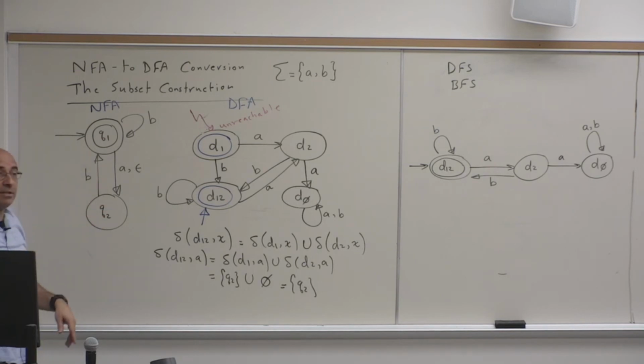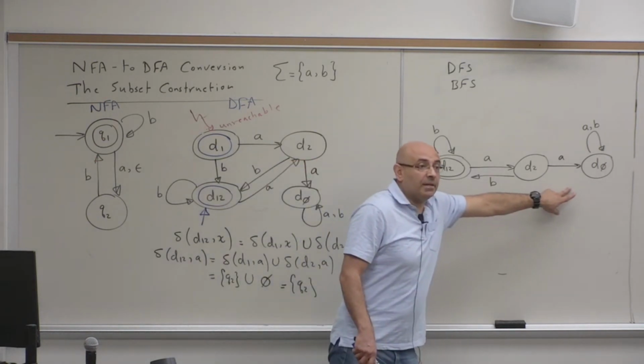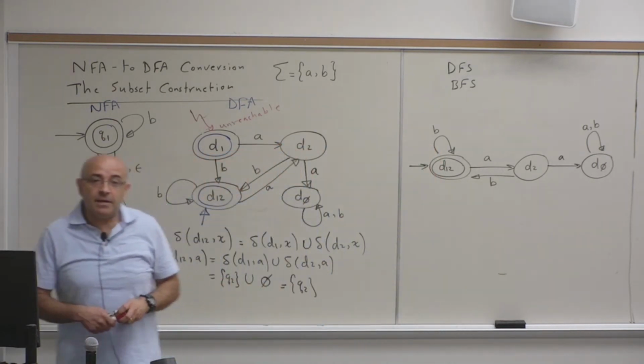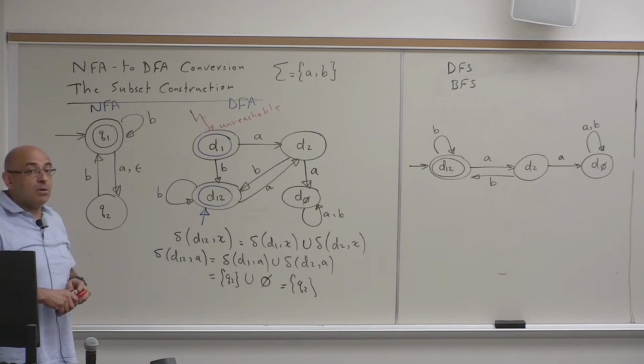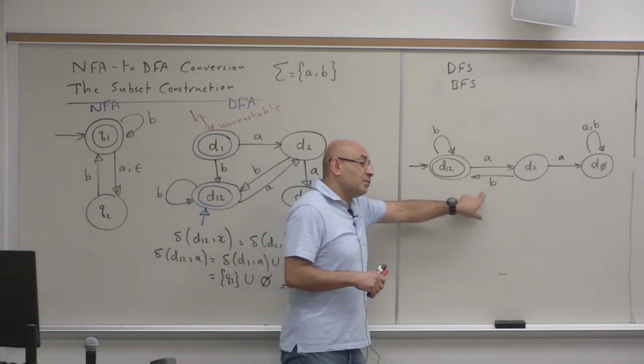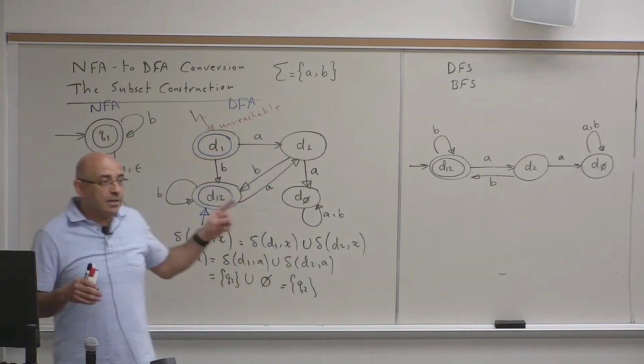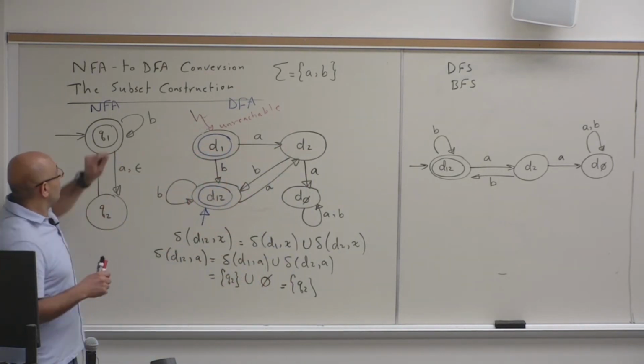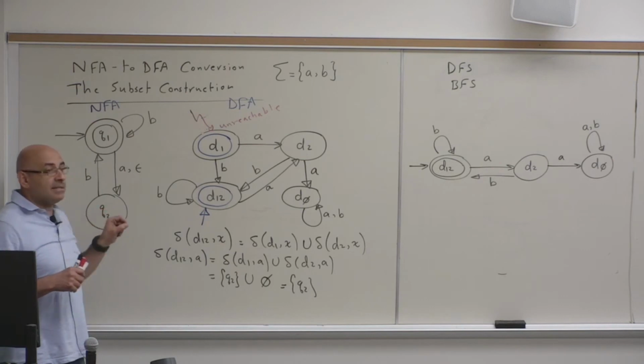So if you have 2 consecutive A's, you will get stuck here. The first A takes you to this state, and then the second A takes you to a trap state, an implicit trap state in the NFA, which we made explicit in the DFA. Trap states are explicit in the DFA, and can be implicit in the NFA. So one of the things that we do in this subset construction is making trap states explicit.